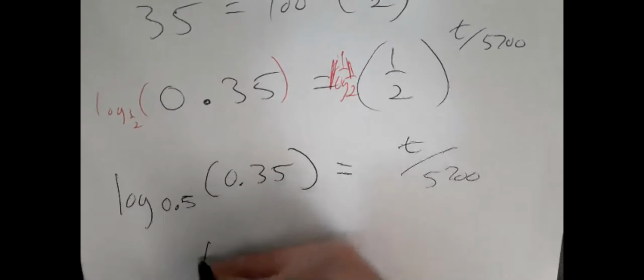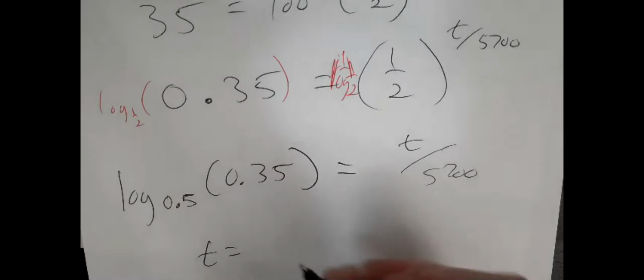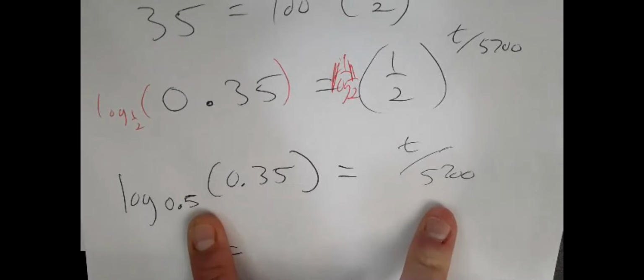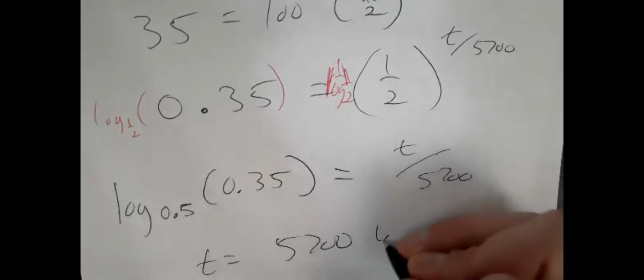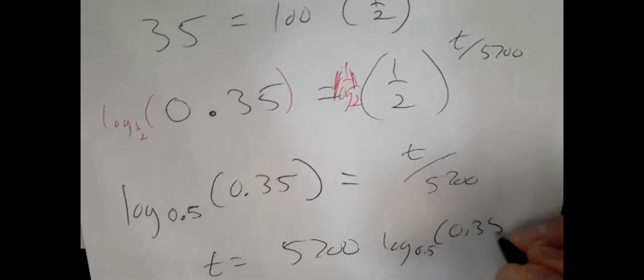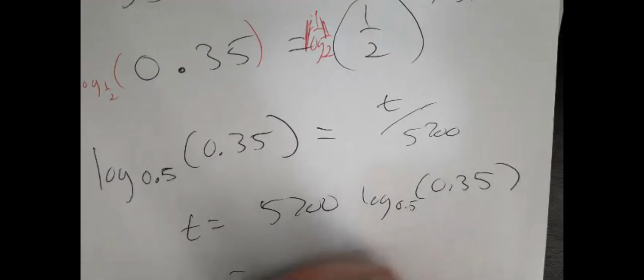So t is equal to, I have to take what? What am I doing with these things? Multiply by 5,700. So I'm doing log of 0.35, dividing that by log of 0.5, and then multiplying that result by 5,700.